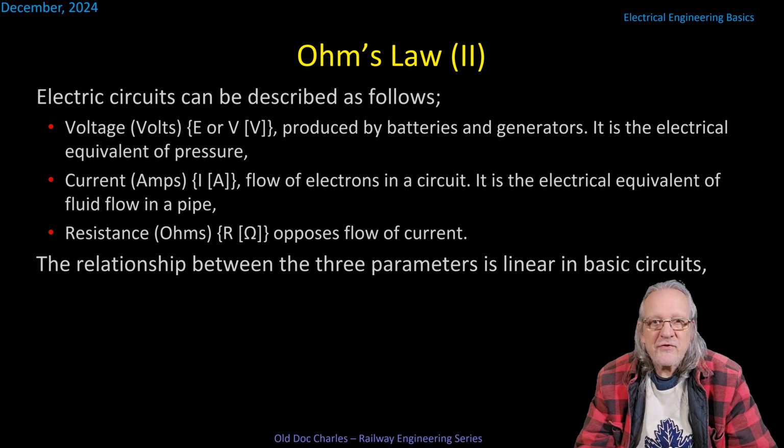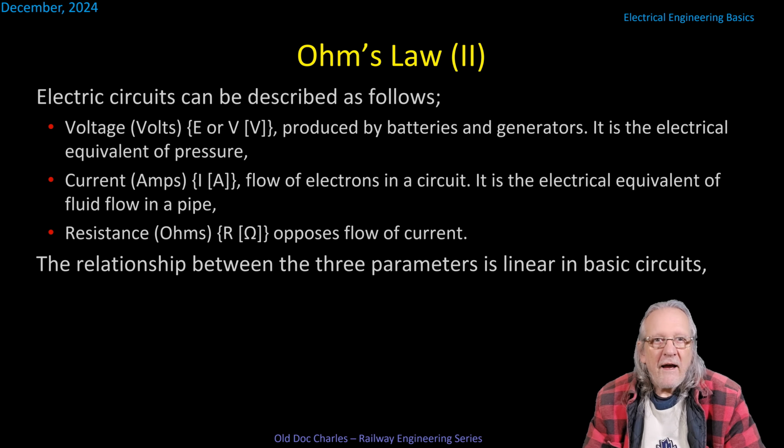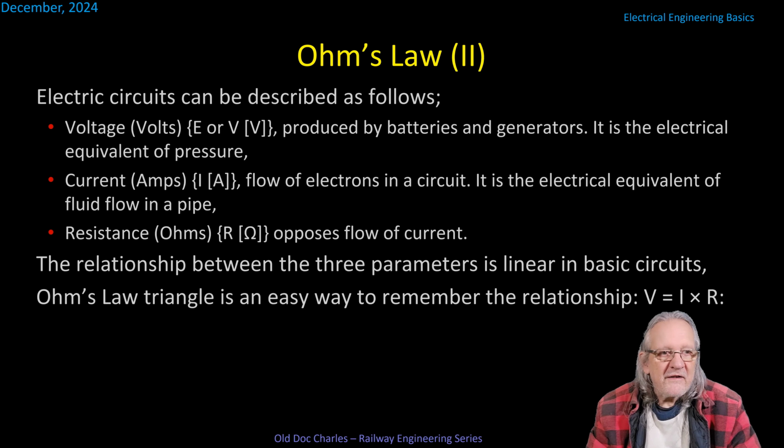And the relationship between these three is linear in basic circuits. There are situations where the relationship isn't linear, and we'll talk more about those later, because they're important in various other places. And Ohm's law triangle is the easy way to remember the relationship. Volts is equal to amps times ohms.